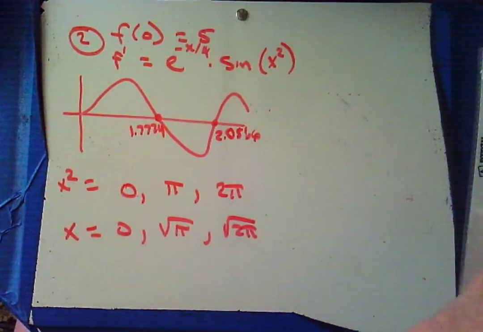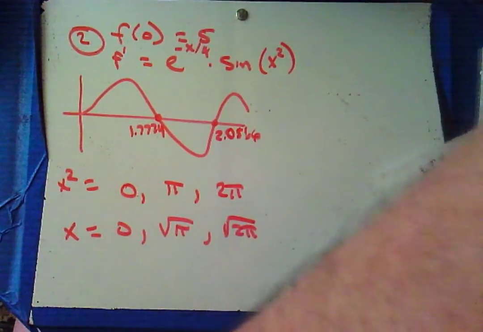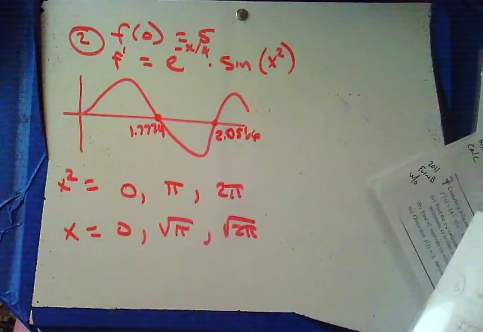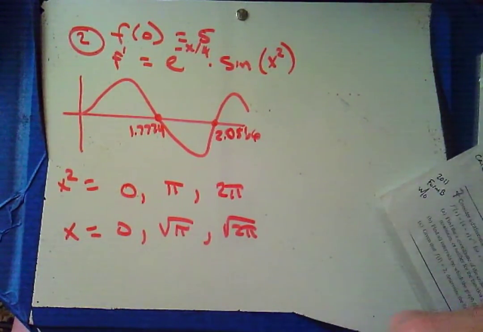Let me just change it on my notes. The next time someone asks me, I'll be right with you. 2.0566. All right, so how does that change things?